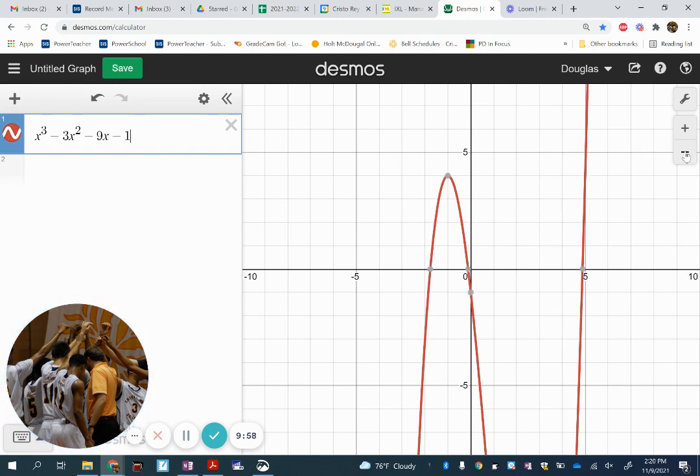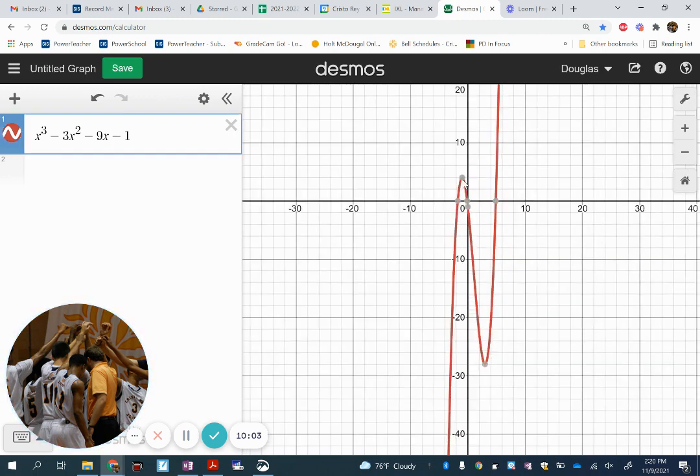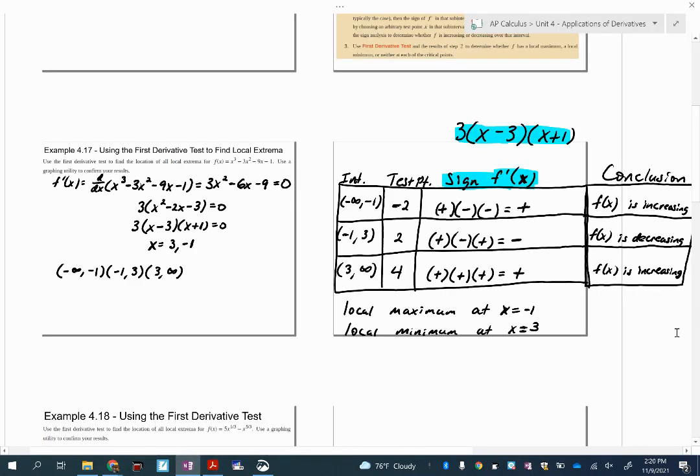And we looked at critical points. Critical point was -1 and +3. And you can see this confirms that we have a local maximum at -1 and a local minimum at +3. So that, in essence, is how you use the first derivative test to find your local extrema.